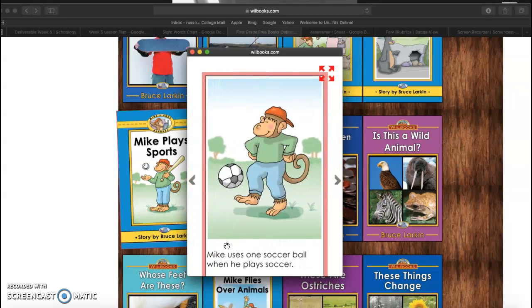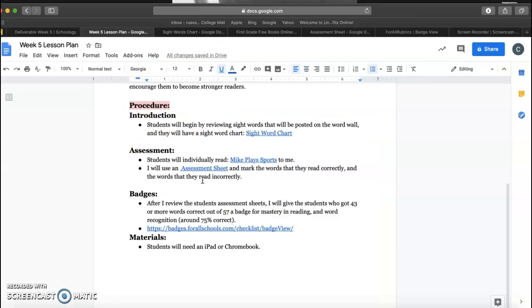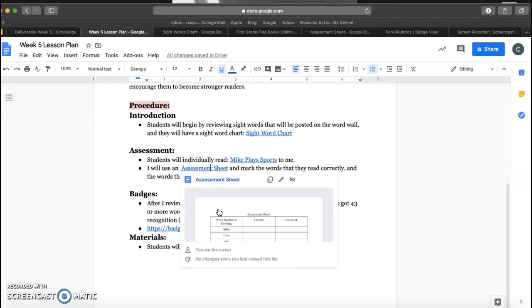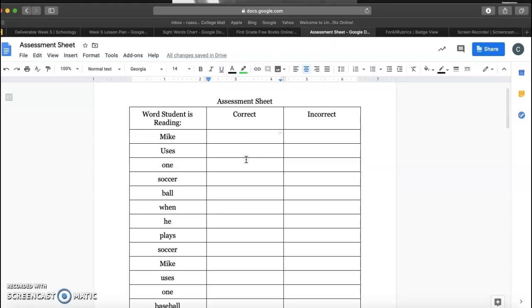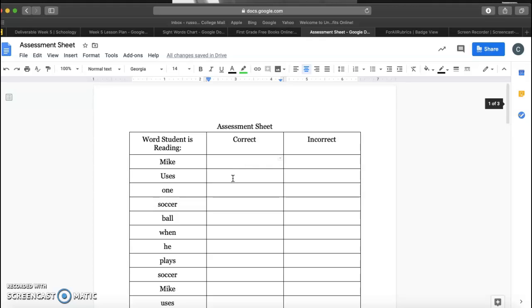And they will just read the whole entire book to me. It is not that long. That way we have enough time to get through everyone. But then I will be going to this assessment sheet. And so as I have every single word right here that is in the story.